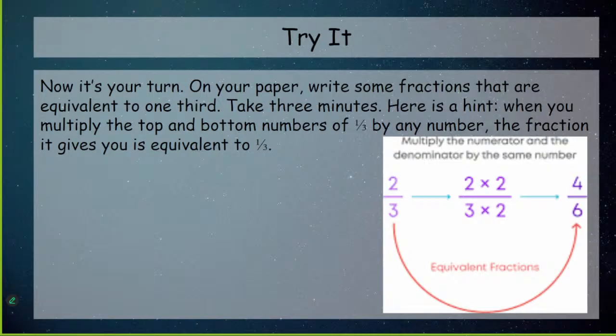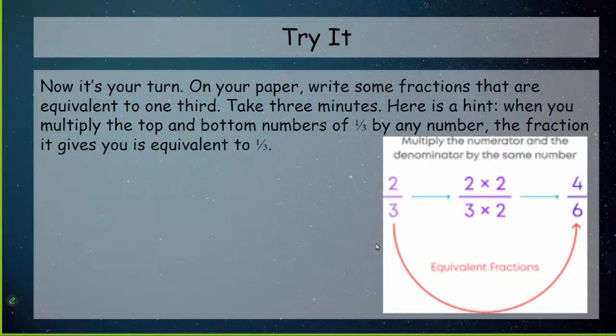Now it's your turn. On a paper, write some fractions that are equivalent to 1/3. Take 3 minutes. Here is a hint. When you multiply the top and bottom numbers of 1/3 by any number, the fraction it gives you is equivalent to 1/3. Here we have an example. If you're multiplying the numerator and denominator by the same number, it gives you an equivalent fraction.